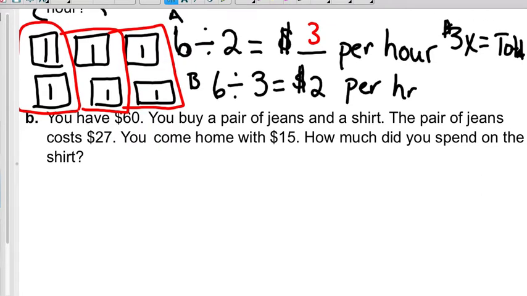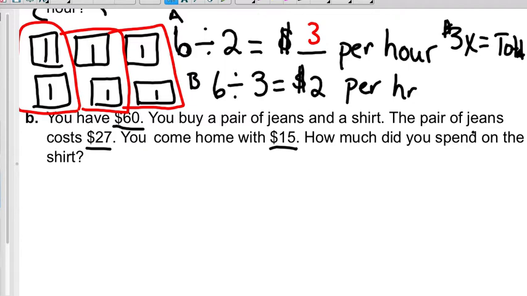You have $60. You buy a pair of jeans and a shirt. The jeans cost you $27, and you come home with $15. How much did you spend on the shirt? Okay, so let's think about it. What's important here? What are my important figures here? $60. 27. 15. And how much did you spend on the shirt? So what do I circle there? How much did you spend?